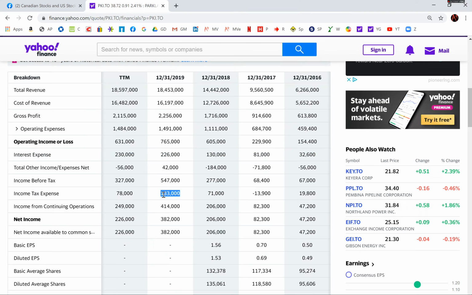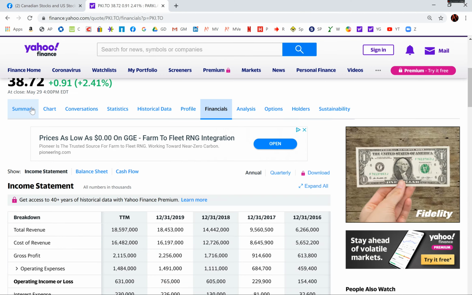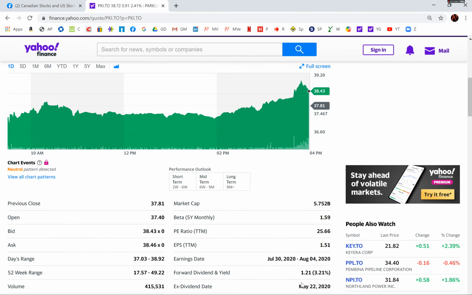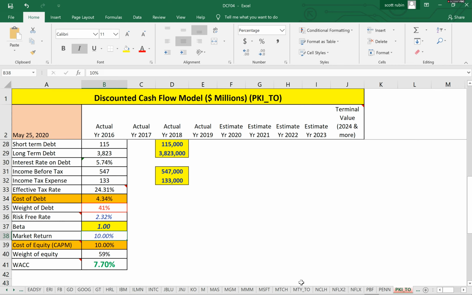Let's figure out the cost of equity. Let's find the beta, which is the volatility, 1.59. And then calculate the cost of equity. We just use a CAPM model, capital asset pricing model, and the cost of equity is 14.5%.